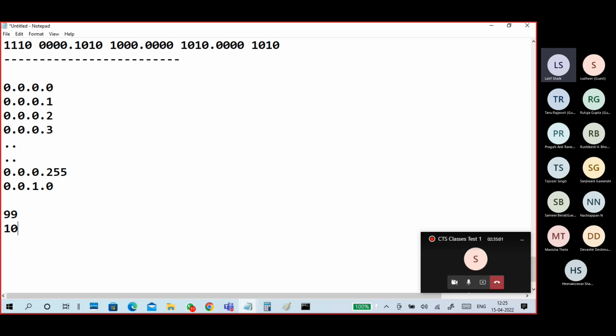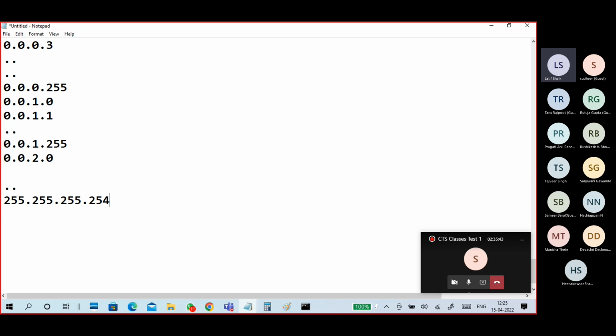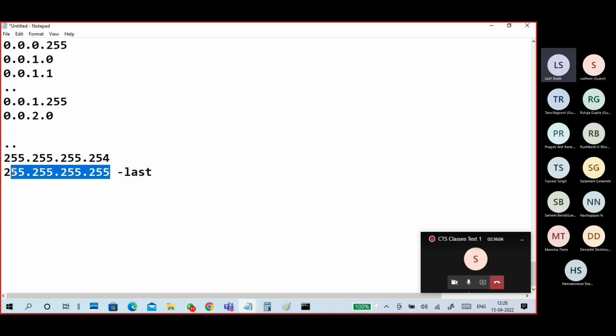Like after 99, 100 will come. After 199, 200 will come. After 999, 1000 will come. Same only. So 0.0.0.1, then 0.0.1.0, again it will continue 1.1, 1.2, 1.3 kind of stuff, and finally it reaches 1.255. Then it becomes 0.0.2.0. So like that it keeps going, and finally it reaches 255.255.255.254 and then 255.255.255.255. This is the last IP address in the sequence. I'm not talking about last valid or not valid. IP address starting is 0.0.0.0, ending is 255.255.255.255.